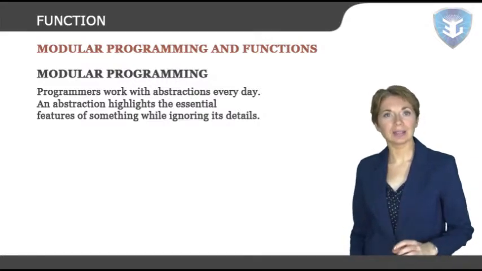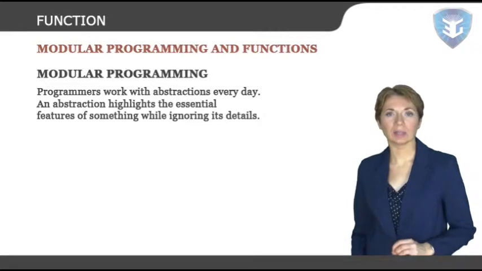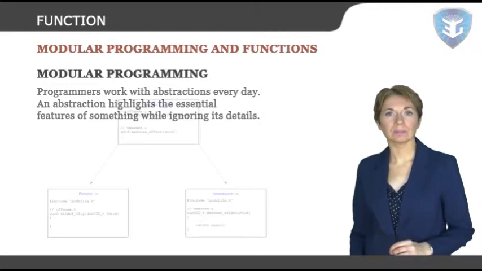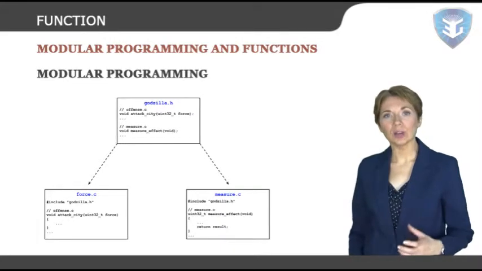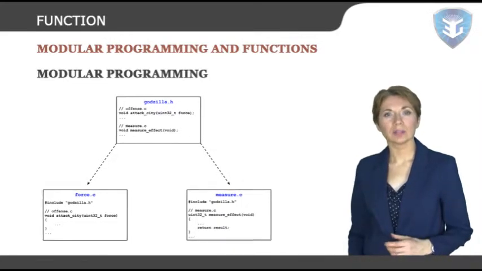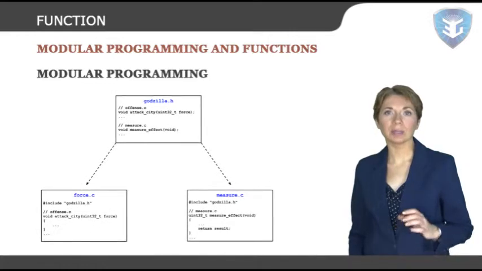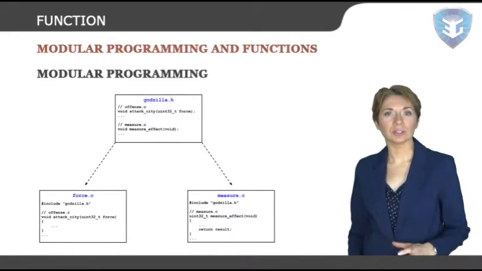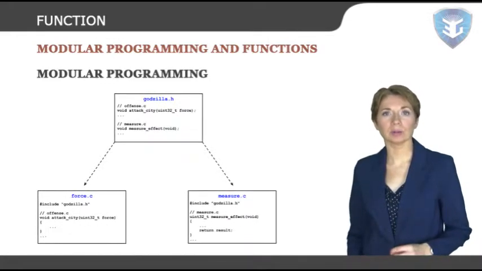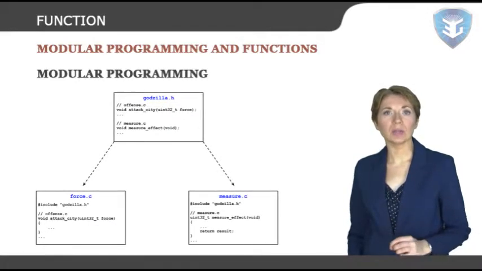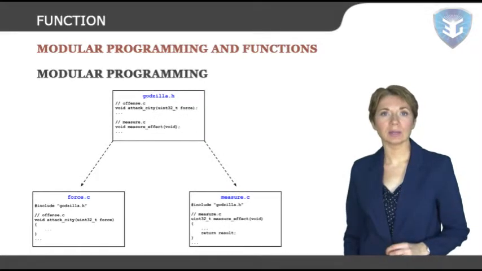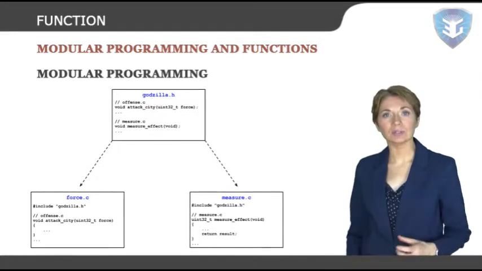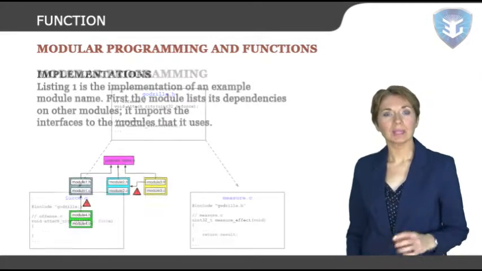An abstraction highlights the essential features of something while ignoring its details. An abstraction could encompass a piece of hardware, a software component, and so on. For example, a serial port can be abstracted to a pair of functions for reading and writing bytes to the port. The details of the UART, Universal Asynchronous Receiver Transmitter, its registers and addresses are suppressed.